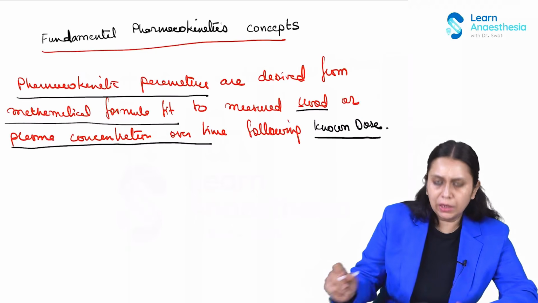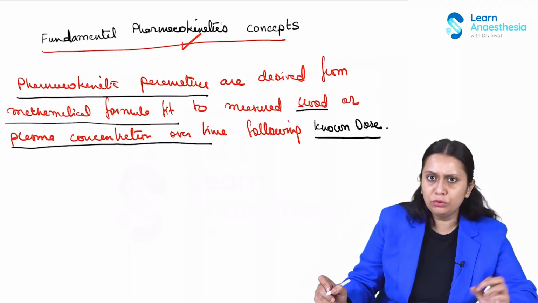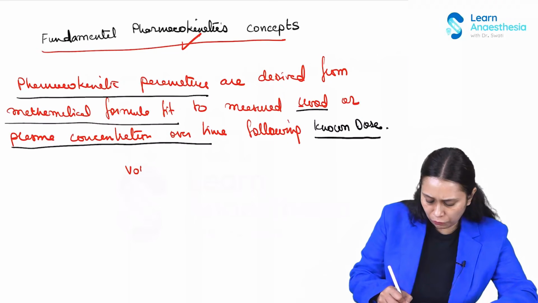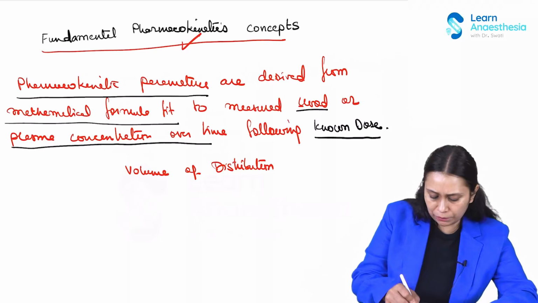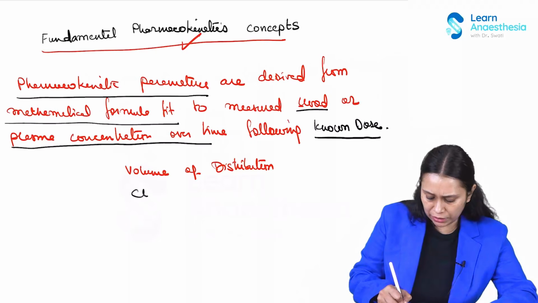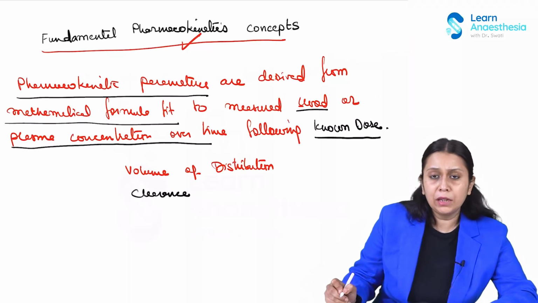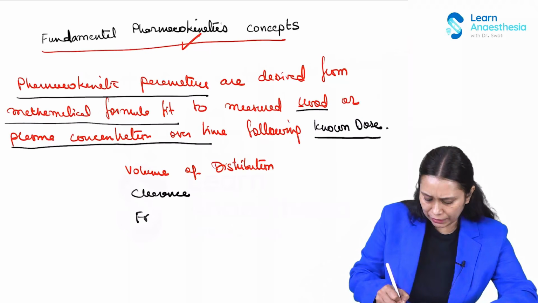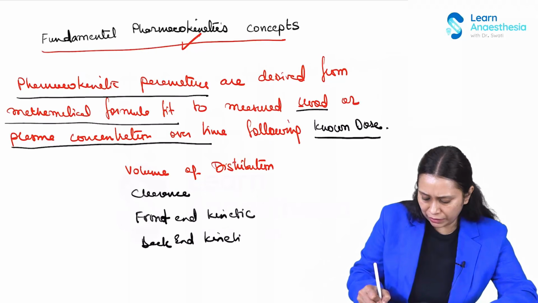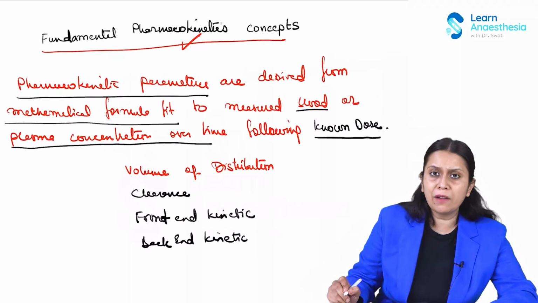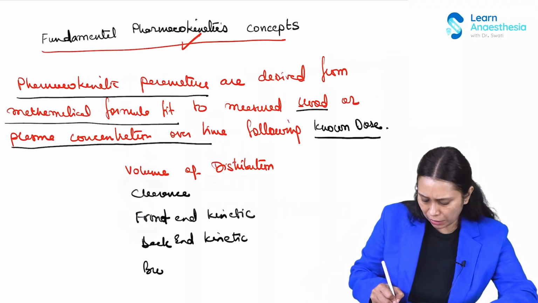In your pharmacokinetic concepts, we need to understand the concept of volume of distribution, which we will discuss in detail. We will talk about clearance of the drug, how the drug is removed from the body. We will talk about front end kinetics as well. We'll talk about back end kinetics, which is important when we are giving the drug through infusion, context sensitive half-life, etc. And we will also talk about the biophase.